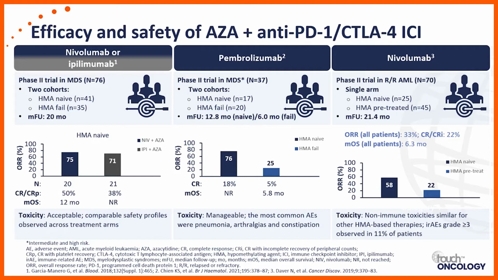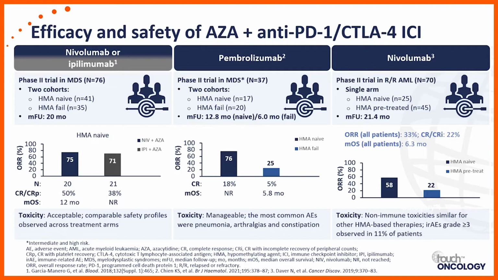In the phase 2 study, evaluating efficacy and safety of pembrolizumab and azacitidine in 37 MDS patients with IPSS intermediate 1 or higher risk disease, the overall response rate was 76% in the HMA naive cohort and 25% in the HMA failure cohort, with a complete remission rate of 18 and 5% respectively.